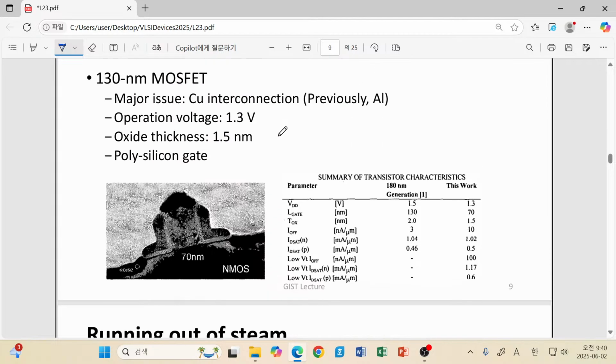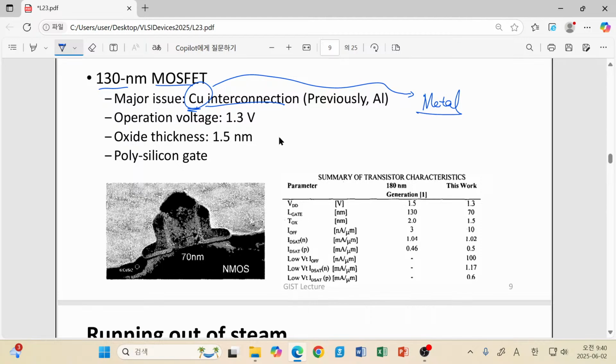So, 130 nanometer MOSFET. At this time the major improvement was copper interconnection. This is a really big deal. Even nowadays we are using copper. Copper is a very good metal.